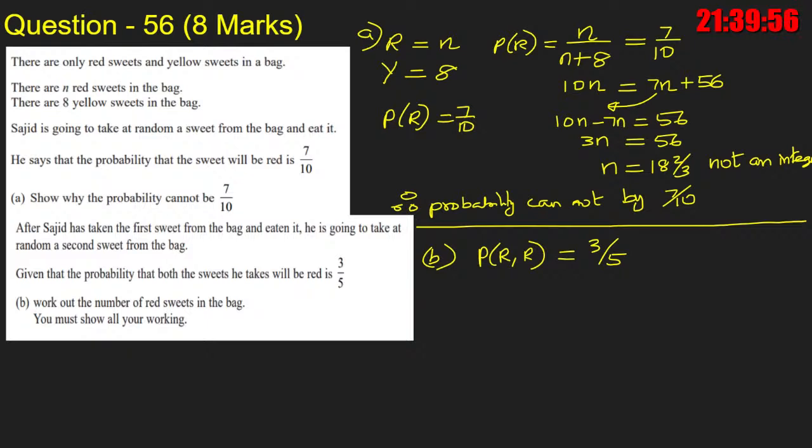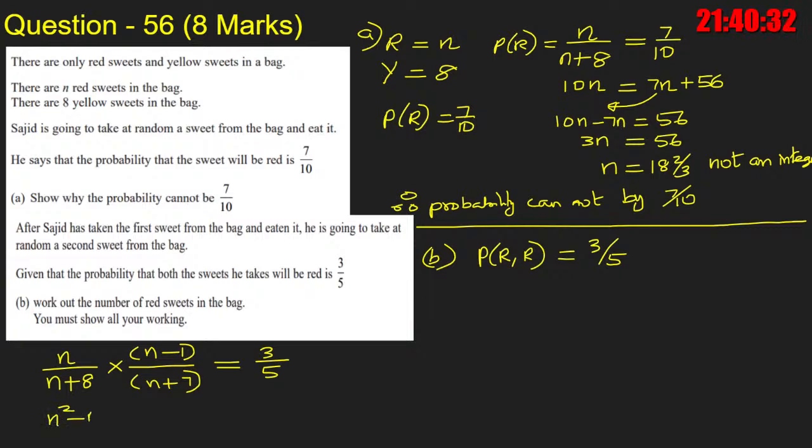First of all, the probability of the first red is n over n plus 8, times, if you are taking the second red, n is going to be reduced by 1, n minus 1, and n plus 8 is going to be reduced to n plus 7. That is equivalent to 3 over 5. That's all you need to know. So now you need to multiply a little bit of algebra.